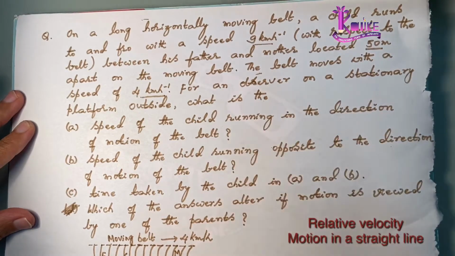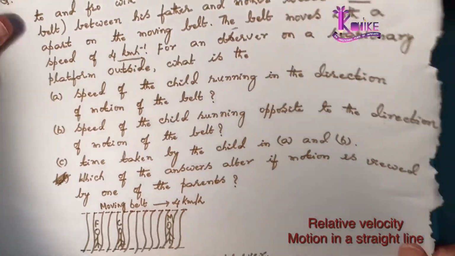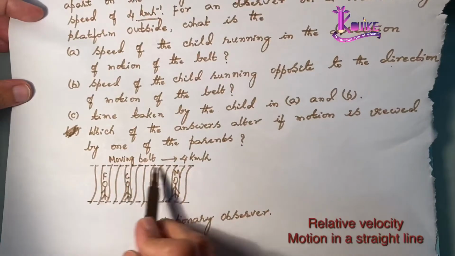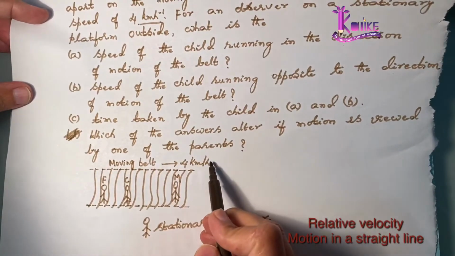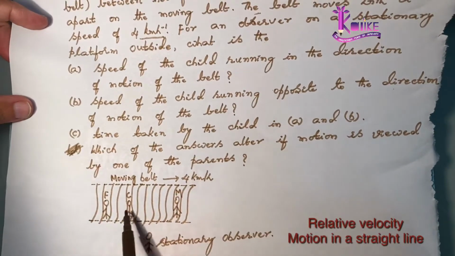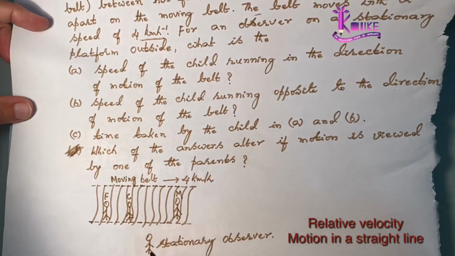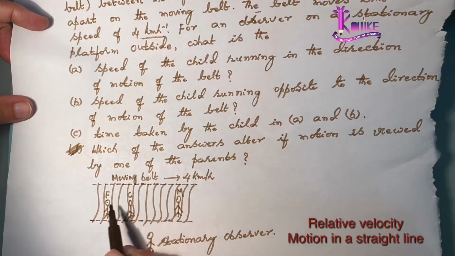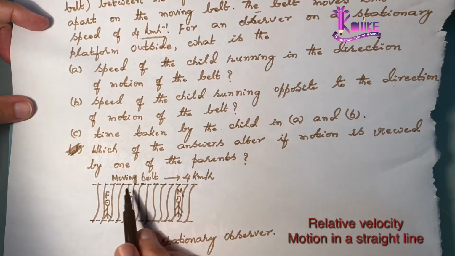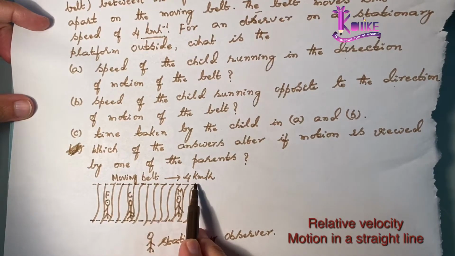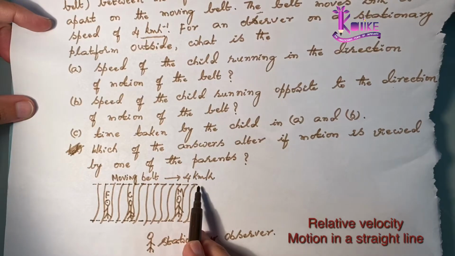Let us take each one by one. So this is the situation given in the numerical. This is a moving belt. The belt is moving with a speed of 4 km per hour. The child is running between his father and mother. So this is the father, this is the mother. This is a stationary observer. So the father and mother and the child, they are all moving on a belt which is running at a speed of 4 km per hour.